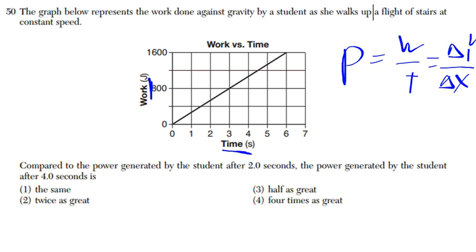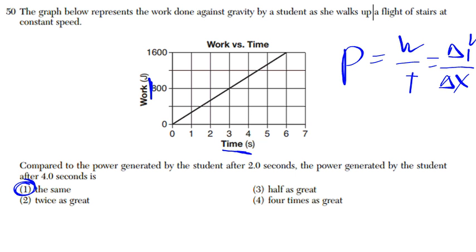So if we apply this idea of power to the graph, power is work over time, which is change in y over change in x, which is just the slope of the graph. And how does the slope of the graph change as time goes on? Well, really it doesn't. Looking at it, it's a linear graph with a constant slope the whole time. And so the power generated as time goes on will remain the same.